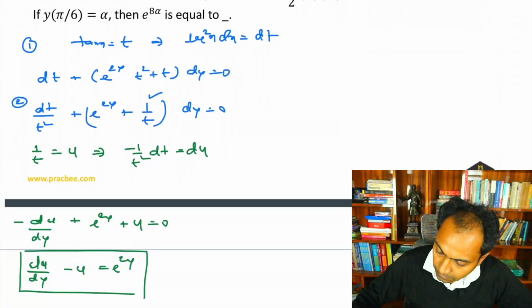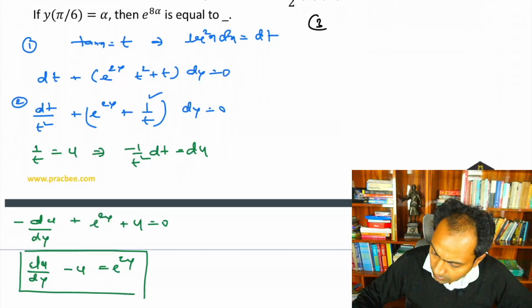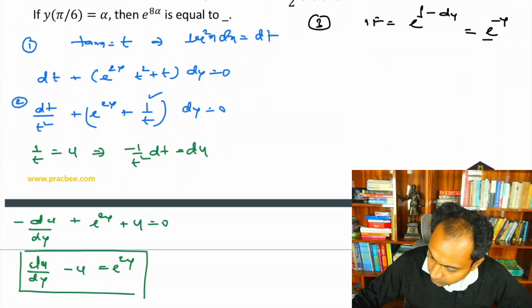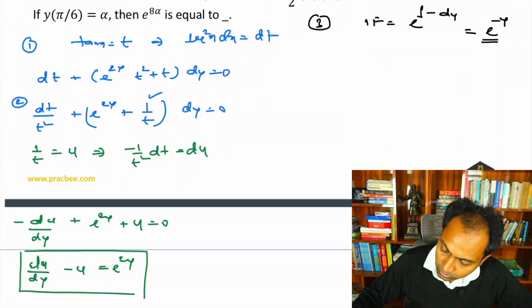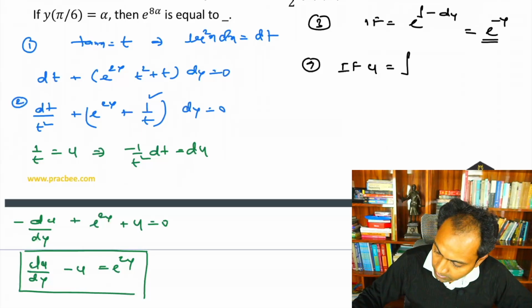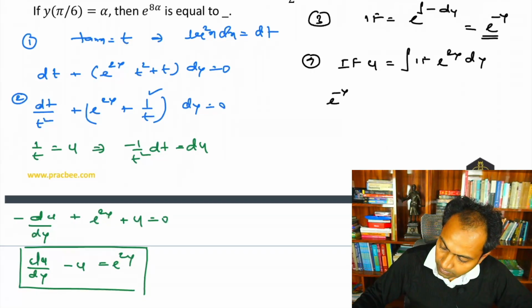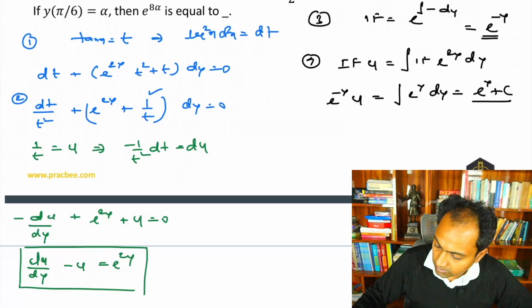In the next step, what we can do is write here the integrating factor, that in this case will become e raised to the power minus integral dy, that becomes e raised to the power minus y. And if I want to write the solution in the fourth step, it is integrating factor into u is nothing but integrating factor into whatever is on the other side. So e raised to the power minus y into u will become the integral of e raised to the power y dy, that is e raised to the power y plus c.